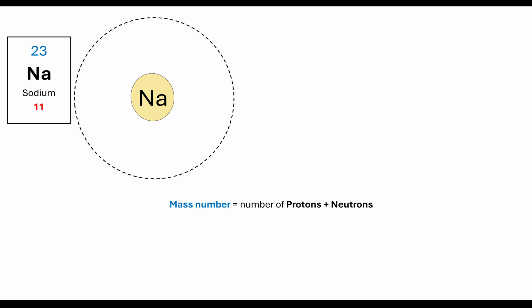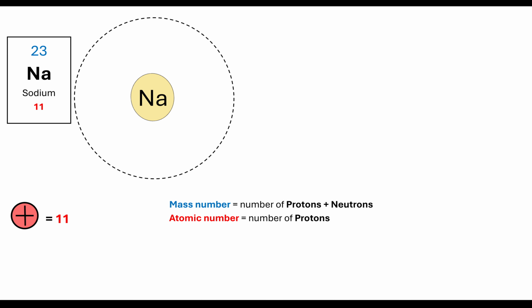Well, what you should know is the blue number at the top is called the mass number. Now, the mass number tells us the number of protons and neutrons which are present within an atom of that element. So in this case, the mass number is 23. Now, the red number, 11, is my atomic number. That's telling me the number of protons that I have.